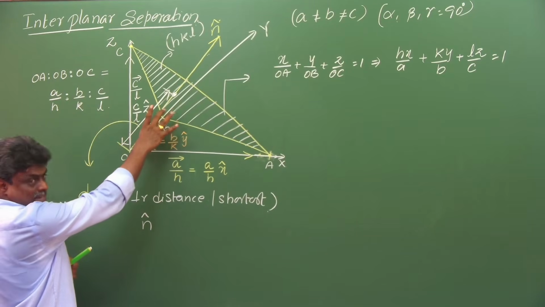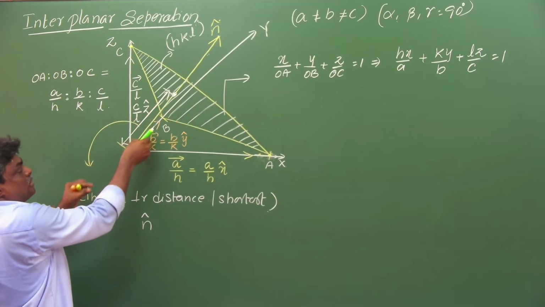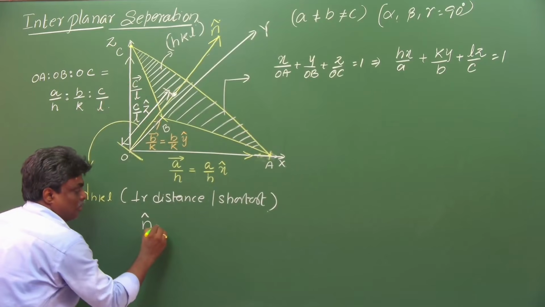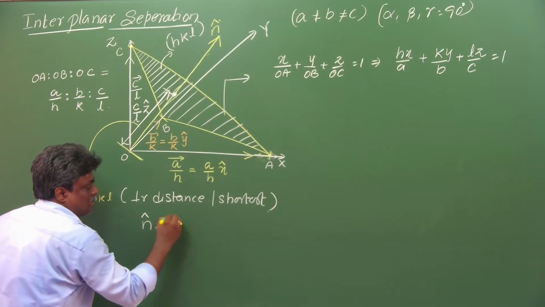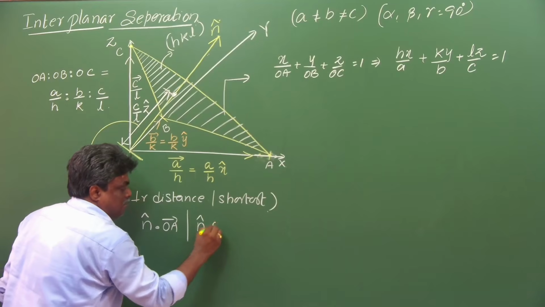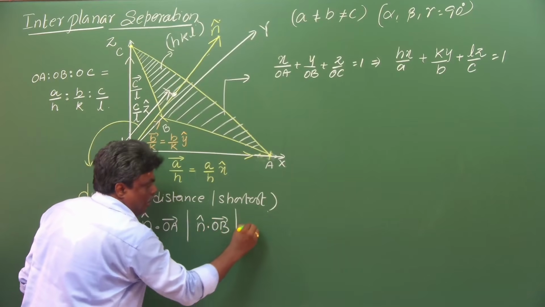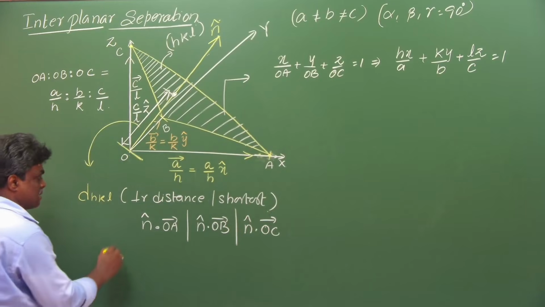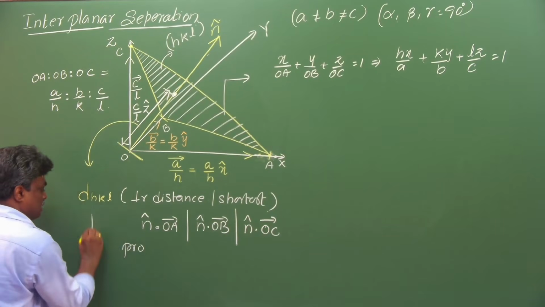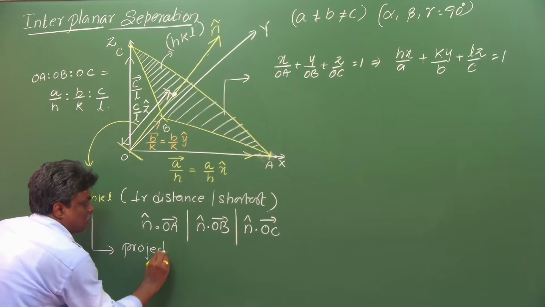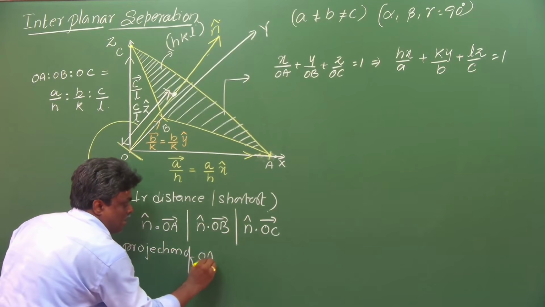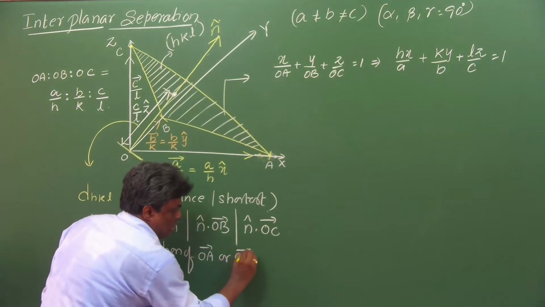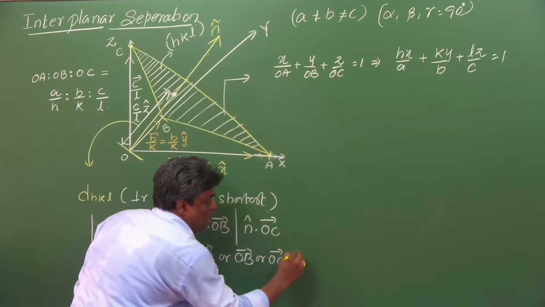Then what will I get? Distance. Or I can project OB bar, or I can project OC bar. So n cap dot OA bar, or n cap dot OB bar, or n cap dot OC bar. Anything you can take. That means simply the projection is d_hkl, which is nothing but the projection of OA bar or OB bar or OC bar along n cap.